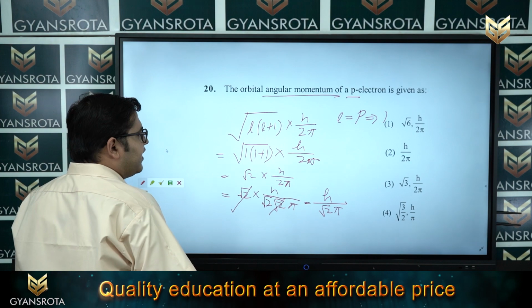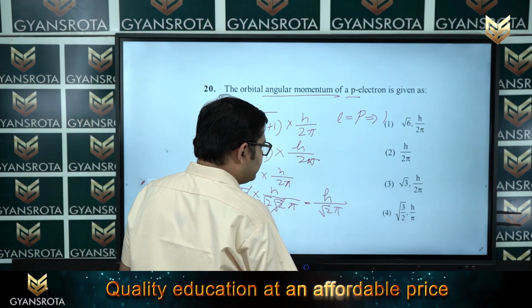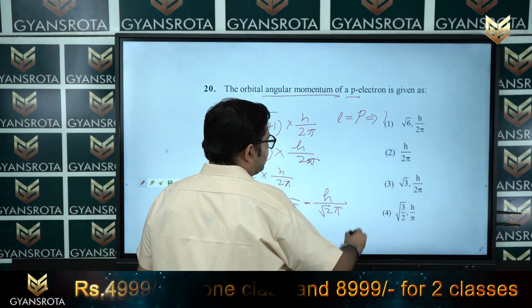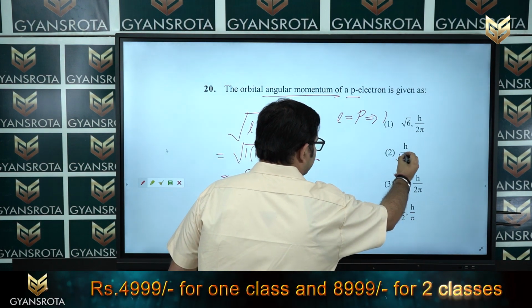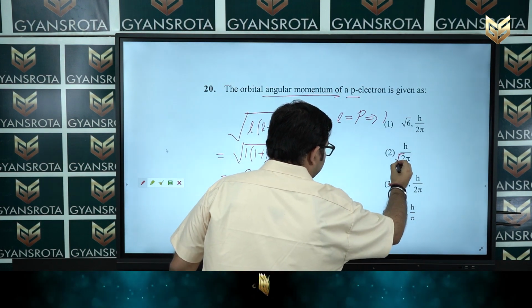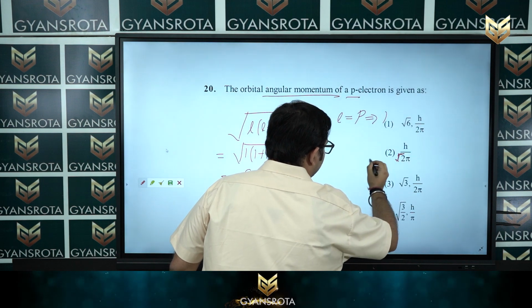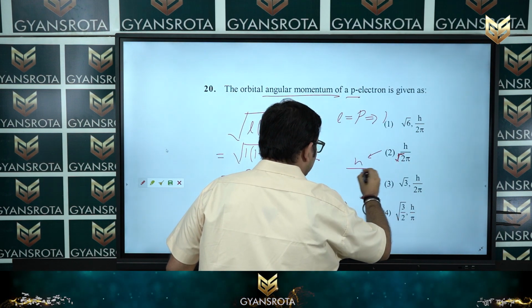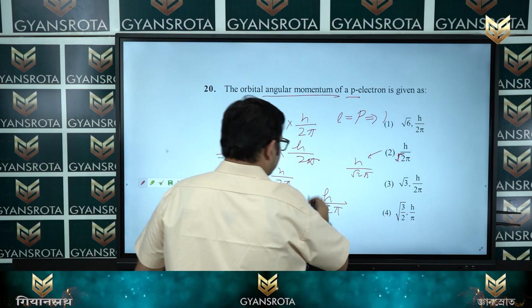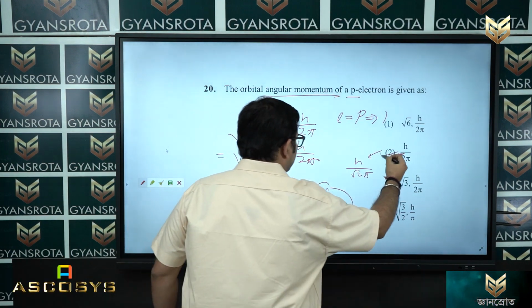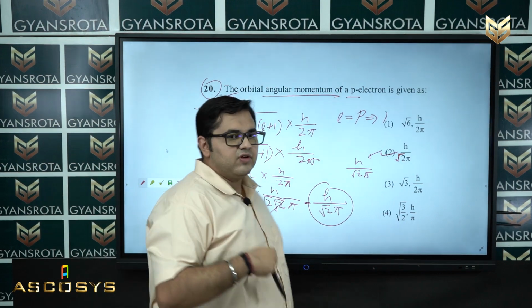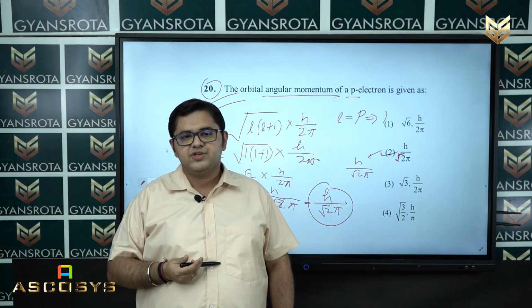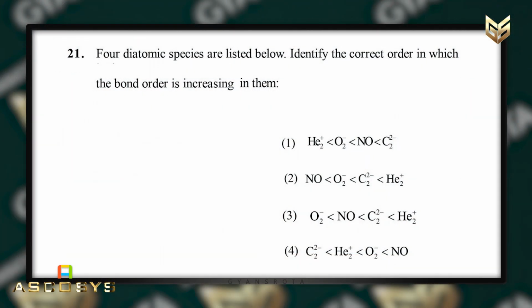Now just find where it is given. Among the options, this option number 2 should be root 2. There is a mistake in the options, so it should be h by root 2 pi. So option number 2 is the correct answer of question number 20. Now we are moving to the next question, that is question number 21. Question number 21 is on your screen.